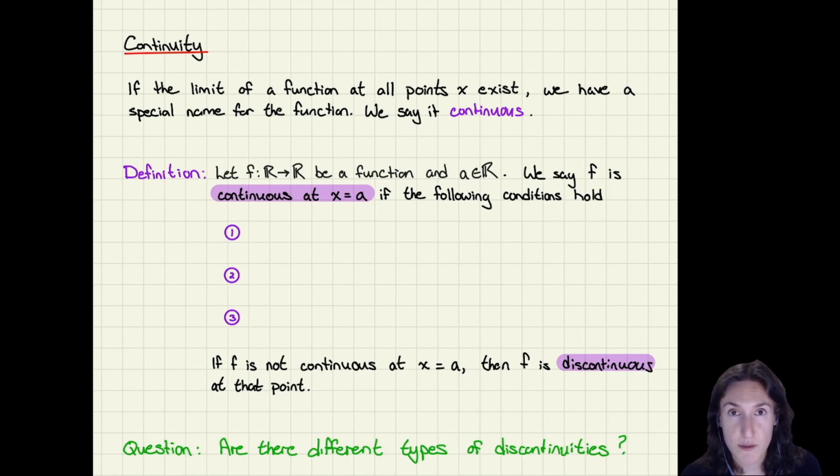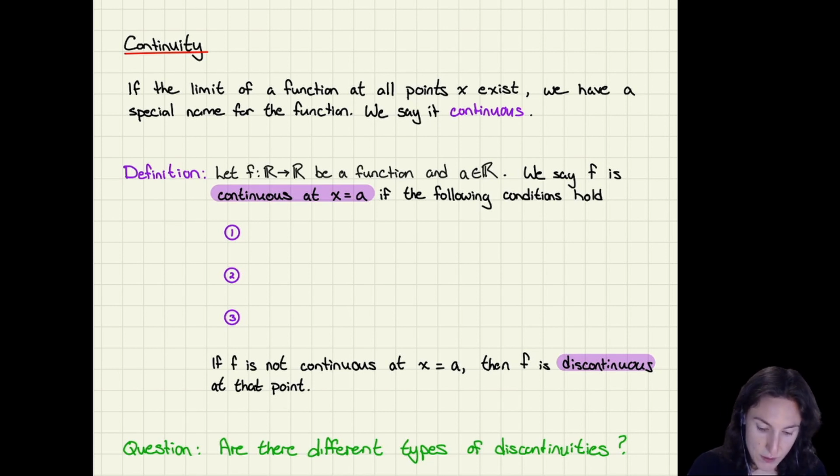Last time we talked about limits of a function existing or not, and now we're going to talk about the case where a limit exists for a function at a point and the function is equal to that limit at that point. We say that this is continuous.